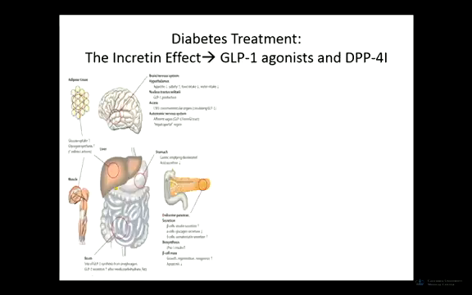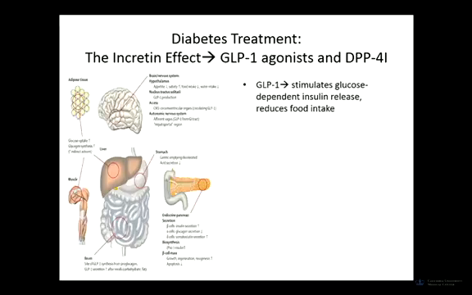So the incretin effect, and the two classes of drugs that take advantage of the incretin effect are GLP-1 agonists and DPP-4 inhibitors, of which sitagliptin is a DPP-4 inhibitor. The actual incretin effect is the fact that you secrete incretins in a much larger response to an oral glucose load than to an IV glucose load. So we take advantage of this because then you get a glucose-dependent insulin release. That's how GLP-1 works.